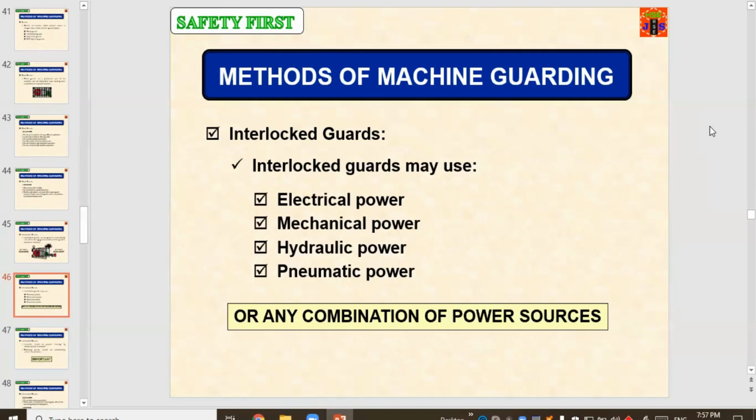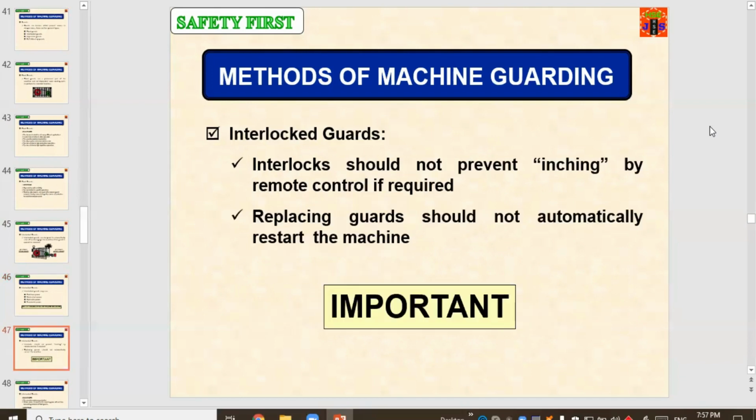Now, we will discuss where interlocked guards might be used: for electrical power, mechanical power, hydraulic power, and pneumatic power, or any other combination of power sources. Interlocks should not prevent inching by remote control if required. Replacing guards should not automatically restart the machine.